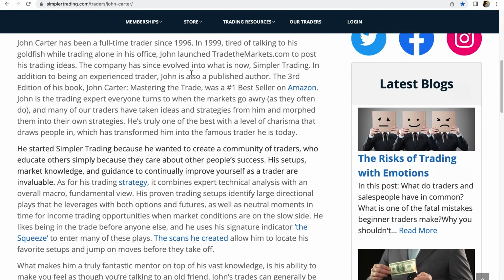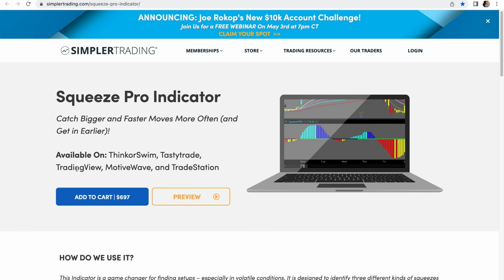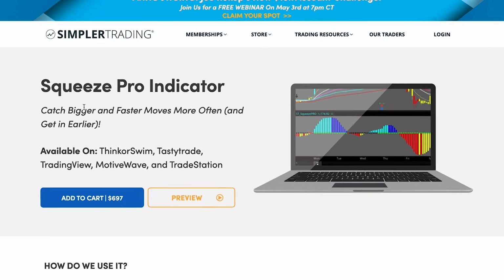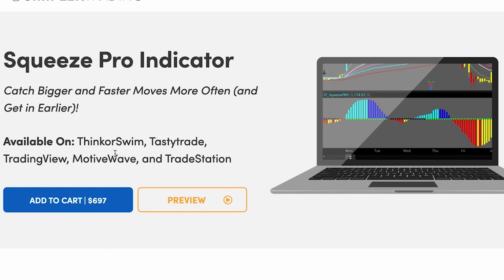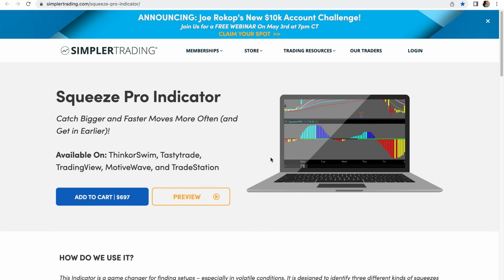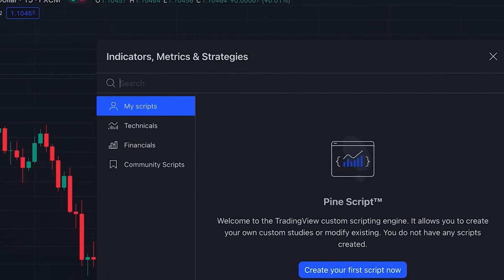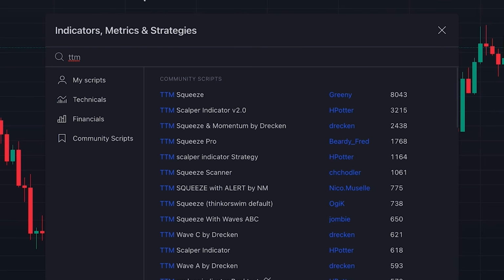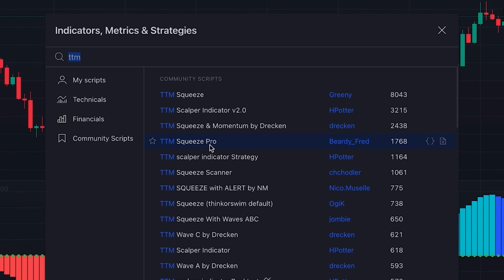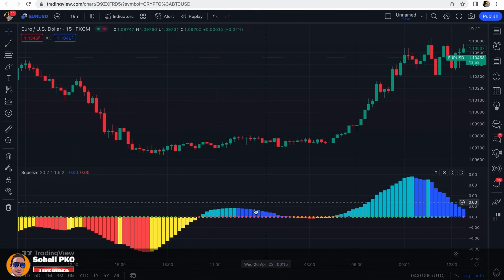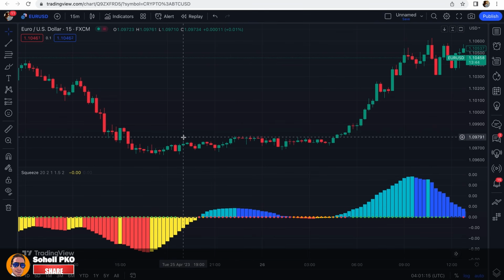John Carter created the famous TTM Squeeze, or the Squeeze for short, and you can see that this new version of the Squeeze Pro indicator has a big price tag to have it on these trading platforms. But no worry, you can have this indicator for free on the TradingView platform. Here we click on indicators and we search TTM Squeeze. We add this one, TTM Squeeze Pro, which is written by someone named Beardy Fred. Alright, this is the exact new version of the Squeeze Pro indicator that I just showed you with that big price tag, but now you can use it for free here on the TradingView platform.